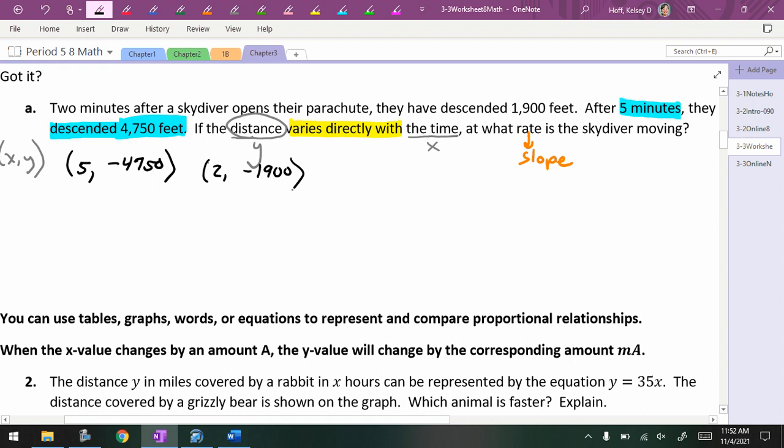On your own, use your slope formula. Calculate the slope, and I'm going to ask you in just a minute for your answer.